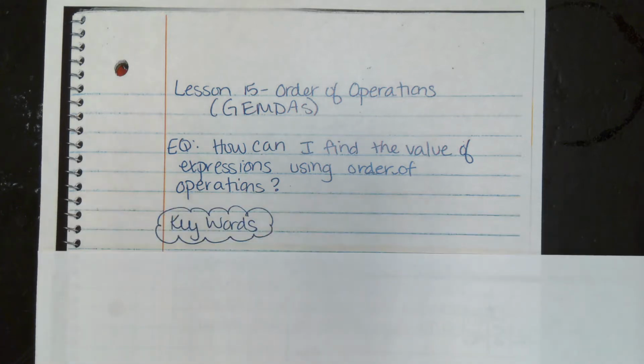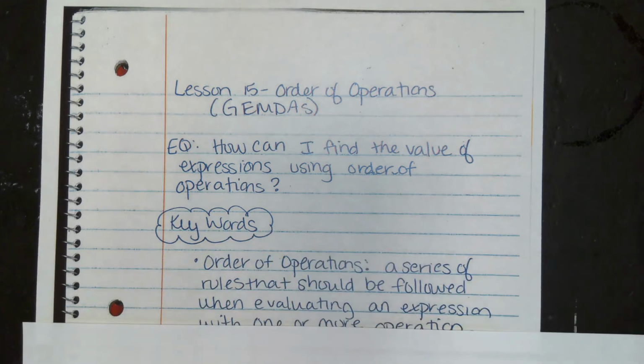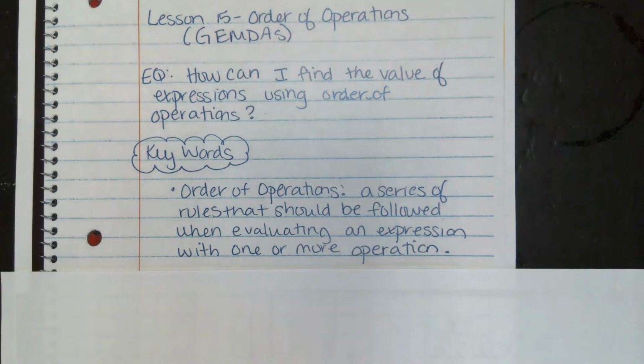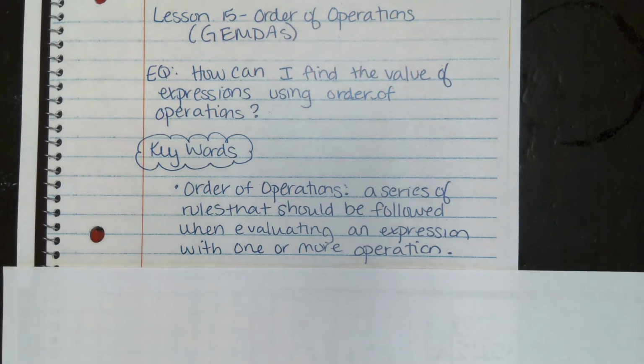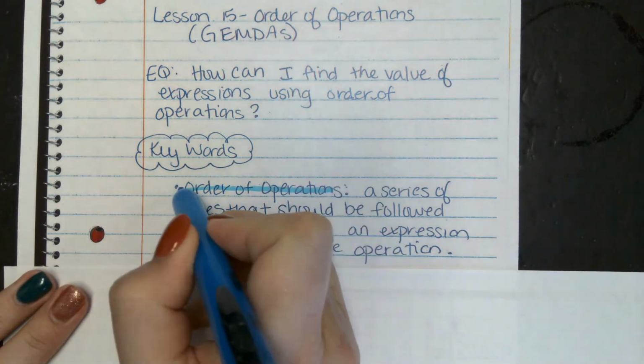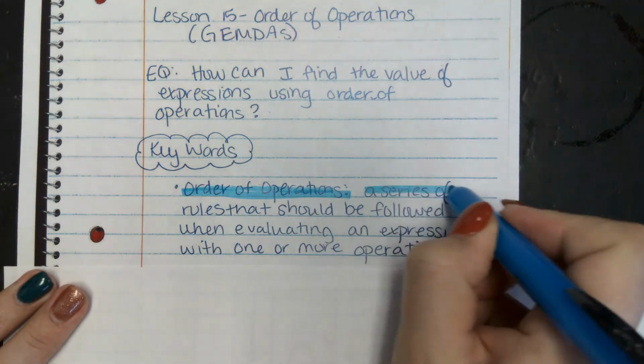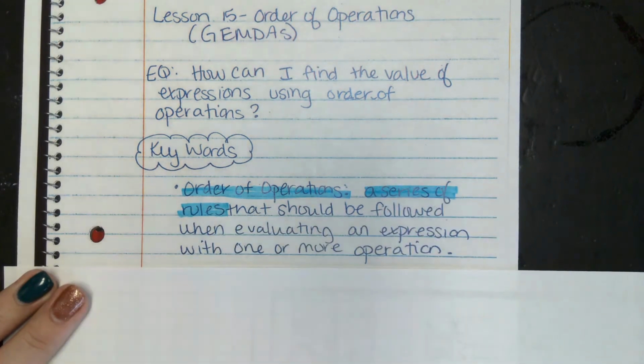One of the key words that we have to start us off today is order of operations, and I would like you to please write this down. Order of operations is a series of rules that should be followed when evaluating an expression with one or more operations. An operation in math is going to be grouping, exponents, multiplication, division, addition, subtraction. That is GEMDAS. I'm going to go ahead and highlight order of operations and a series of rules that should be followed.